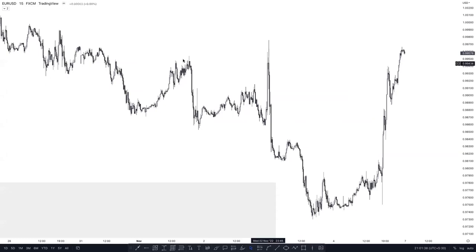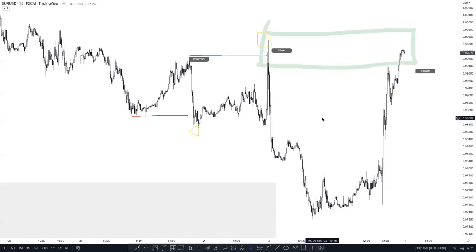Okay. So in this case, if you start mapping the structure, what is the current structure here and where is our high probability zone for the sell in this case? Everyone, mark a valid structure and mark the correct POI where we are looking for the sell.